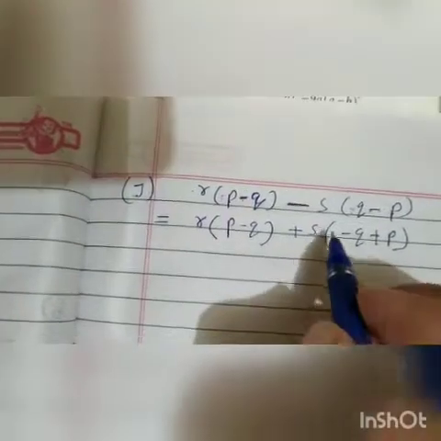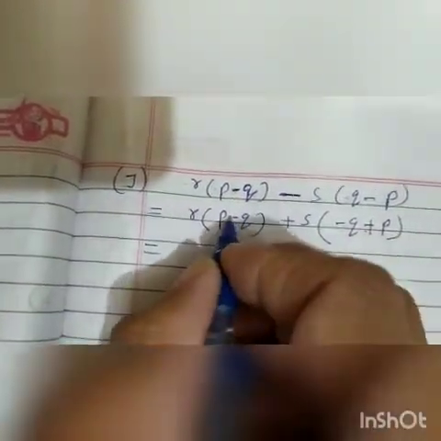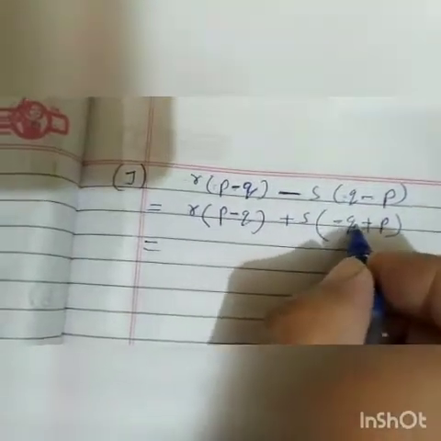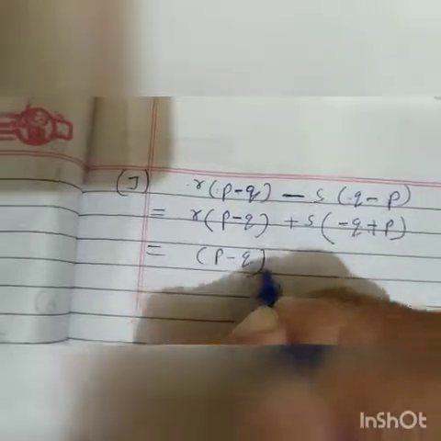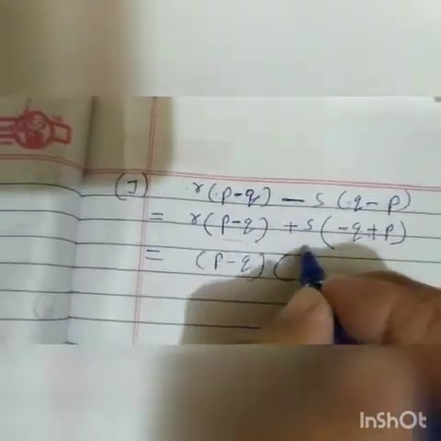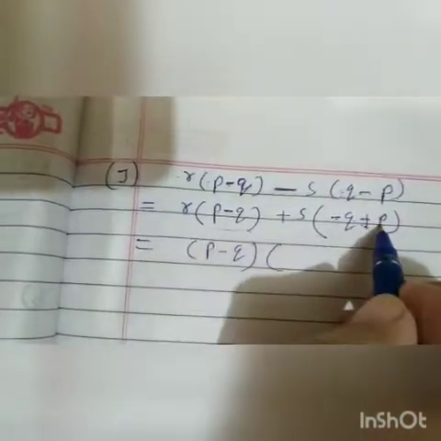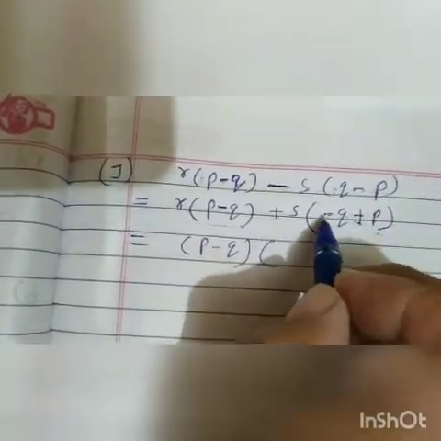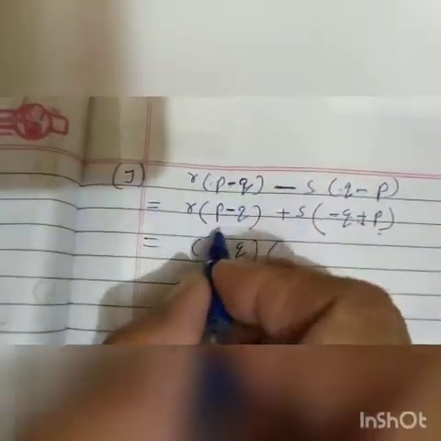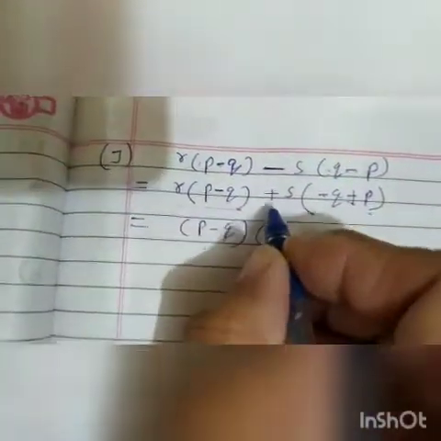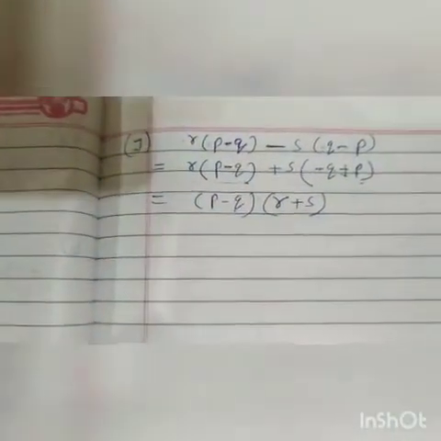See, now both the brackets are same. It is P minus Q, it is P minus Q. So we will take this P minus Q as common again. This is the first term, this is the second term. And both the brackets are same, P minus Q. So we will take P minus Q as common. Then what is left from the first term? R, and from the second term it is plus S. Clear?